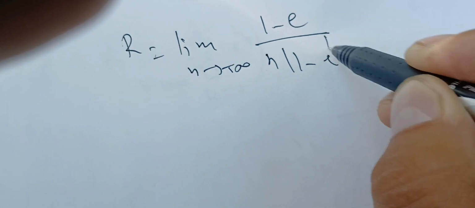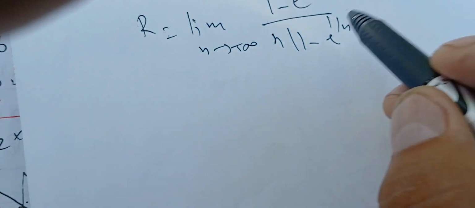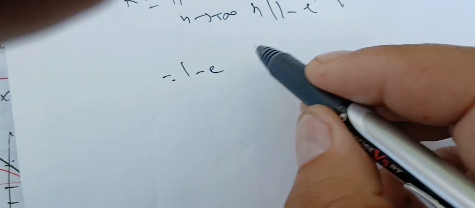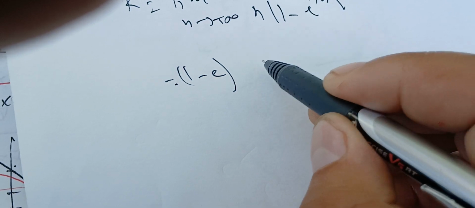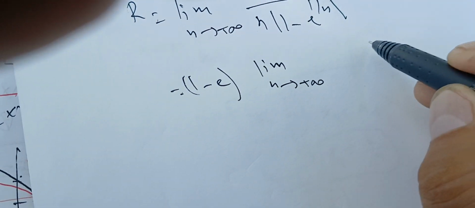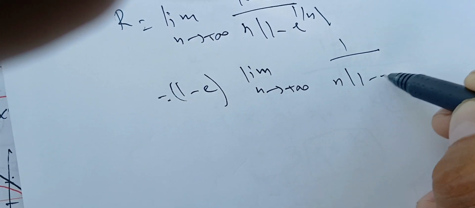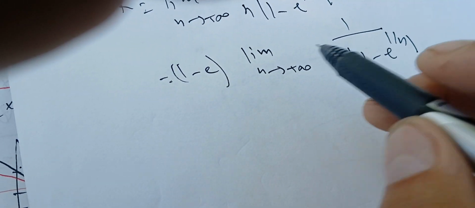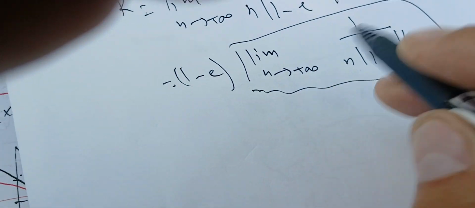So our limit, let me write it down. Our r, in fact, is the limit as n goes to infinity of 1 minus e over n times 1 minus e to 1 over n. We said we can move the 1 minus e outside, and we need to find this limit here, 1 over n times 1 minus e to the power 1 over n. So this is the limit that we are interested in.